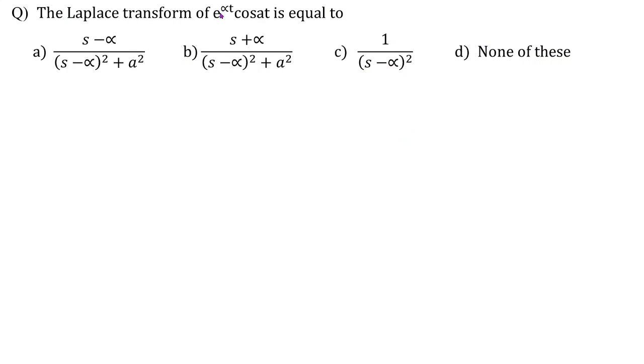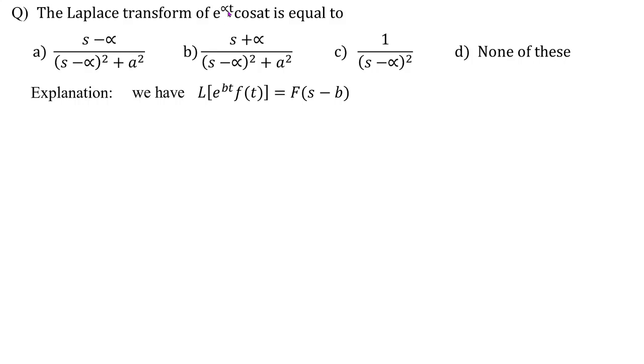Let us have the next question. The Laplace transform of e raised to power alpha t into cos at is. If you observe here, we find the product of two functions, out of which one is an exponential term. For such a function, we have a property that is the shifting property. To avoid confusion, I have written the Laplace transform shifting property in this way: Laplace of e power bt into f of t is f of s minus b.